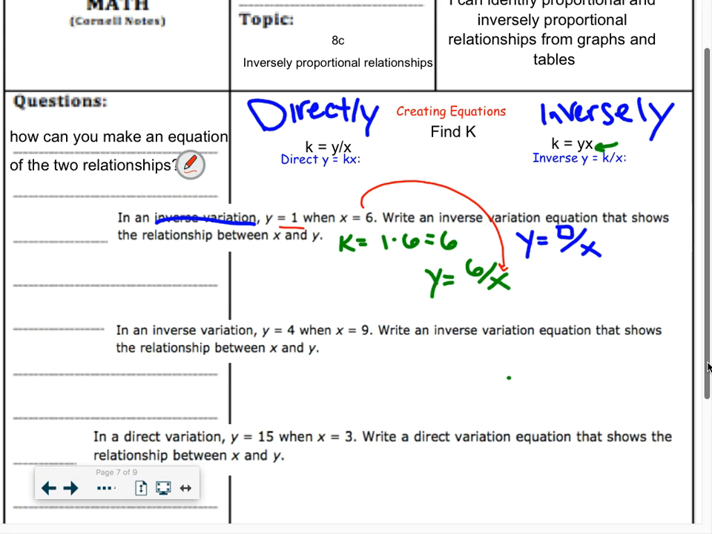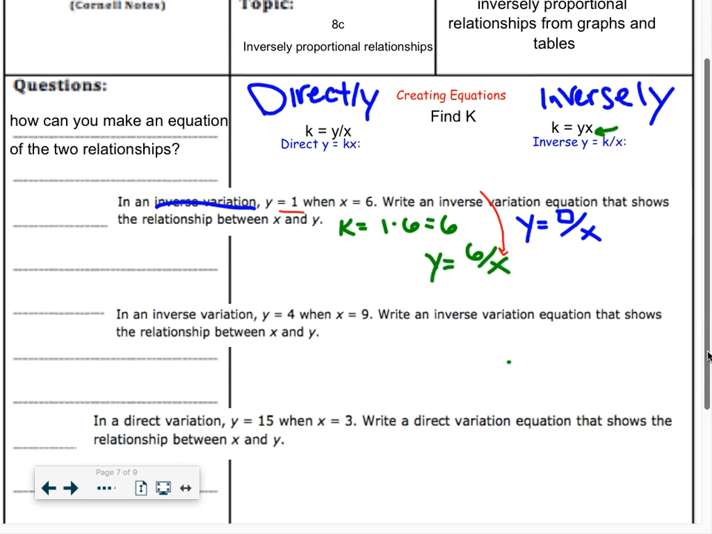Because if you messed up accidentally and made the direct equation, y equals 6x, then you'd put a 6 in here. 6 times 6 is 36. That doesn't equal your y. So you can always double check to see if you made the right equation, okay? So k is either times them or it's that constant ratio.